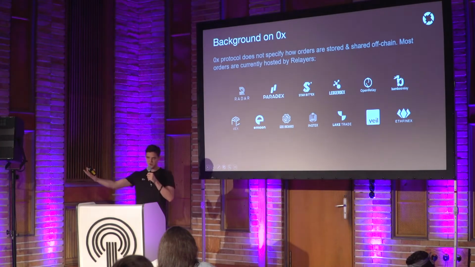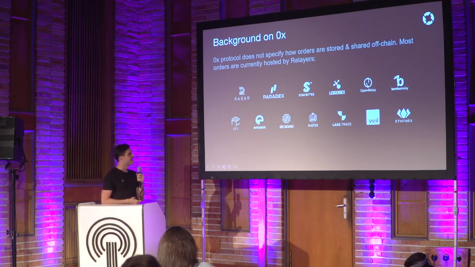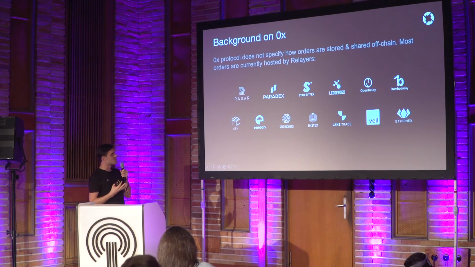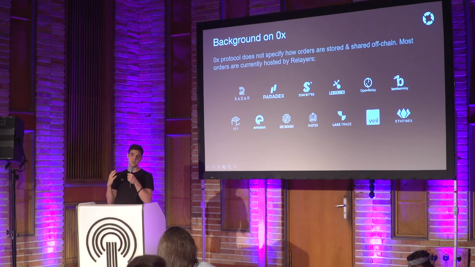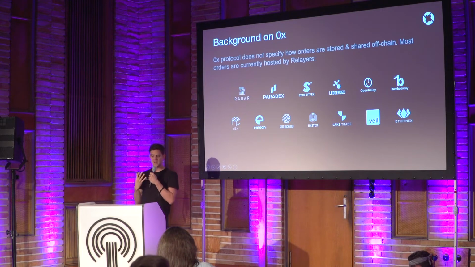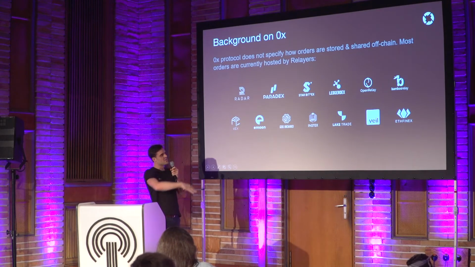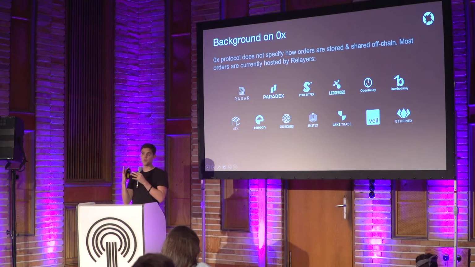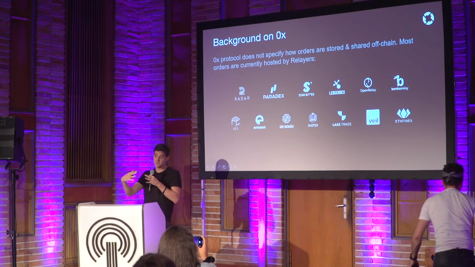Okay, so we have all these orders, and they're all living off of the blockchain. Where are they stored? Today, most of them are hosted by relayers. And relayers is literally any entity that stores a database of DEX orders and helps buyers and sellers find each other. And because all of these relayers are built on top of DEX, all their orders are exactly the same in terms of their format.